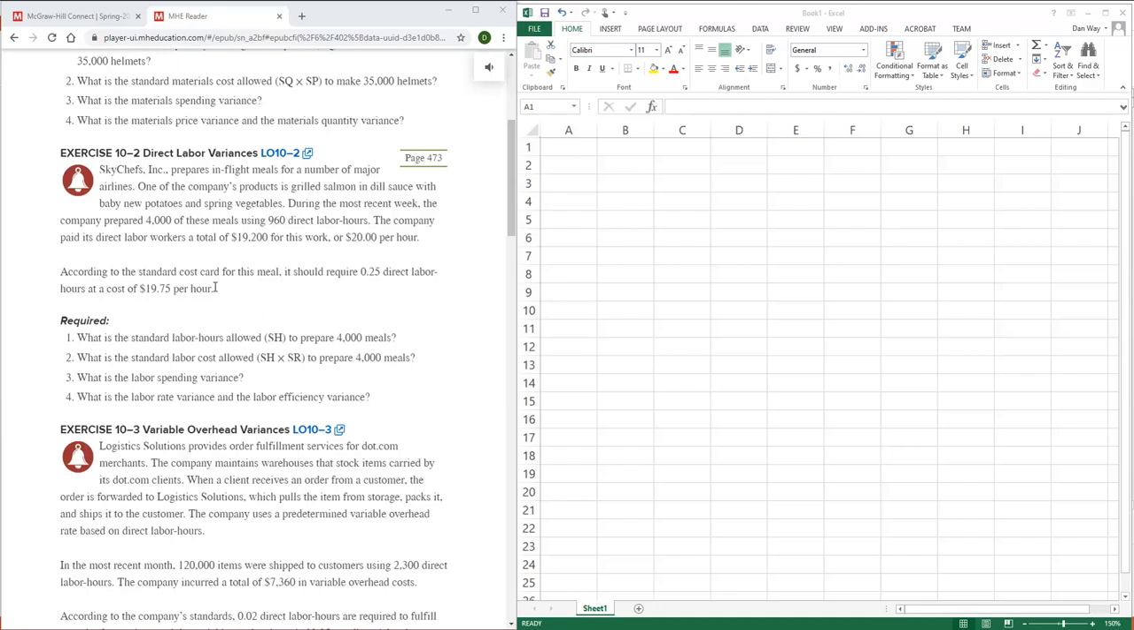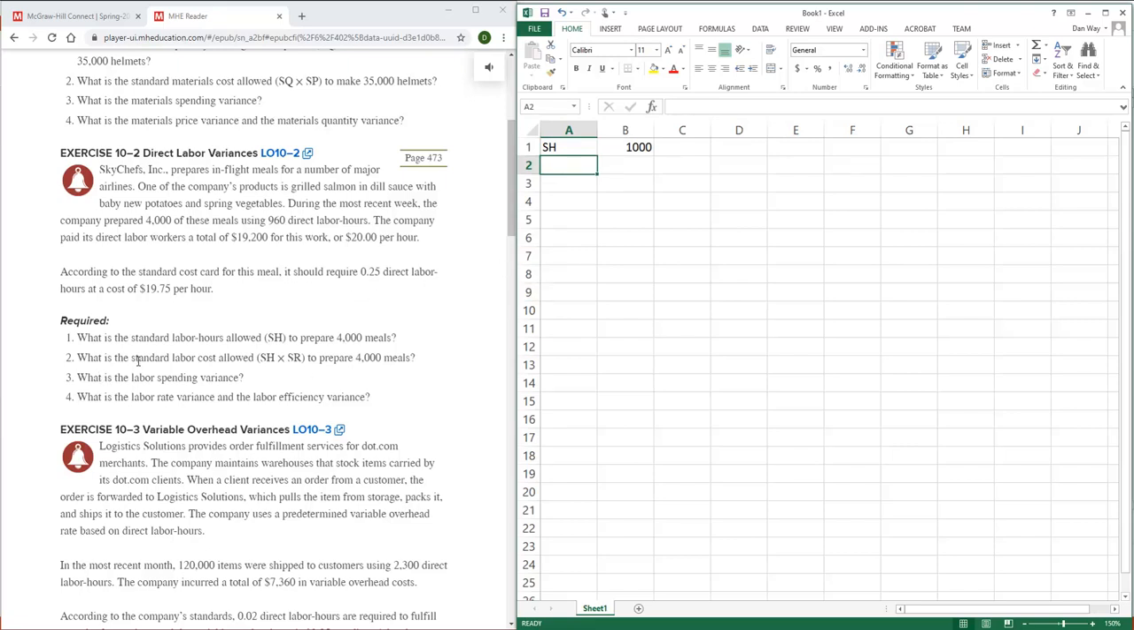Sometimes we have those built-in checks to think about what direction it should be going, or is this favorable or unfavorable. So in any event, let's look at the standard labor hours now allowed to prepare 4,000 meals. So that's going to be equivalent to the 0.25 direct labor hours that it should take to do one meal, 15 minutes in other words, times the 4,000 meals that were prepared. So the standard hours is 1,000.